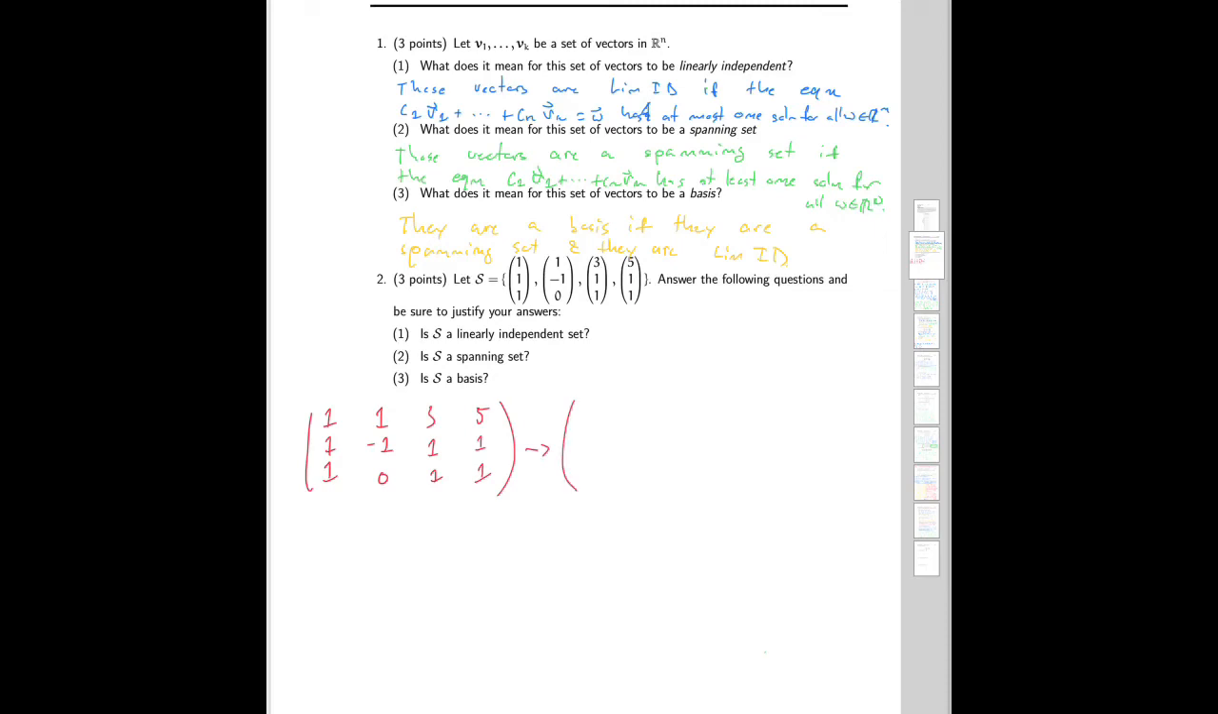Okay, so the first thing that I'm going to do is subtract row 1 from row 2 and row 3. So this is 1, 1, 3, 5. 1 minus 1 is 0. 1 minus 3 is minus 2. 1 minus 5 is minus 4. 1 minus 1 is 0. 0 minus 1 is minus 1. 1 minus 3 is minus 2. 1 minus 5 is minus 4.